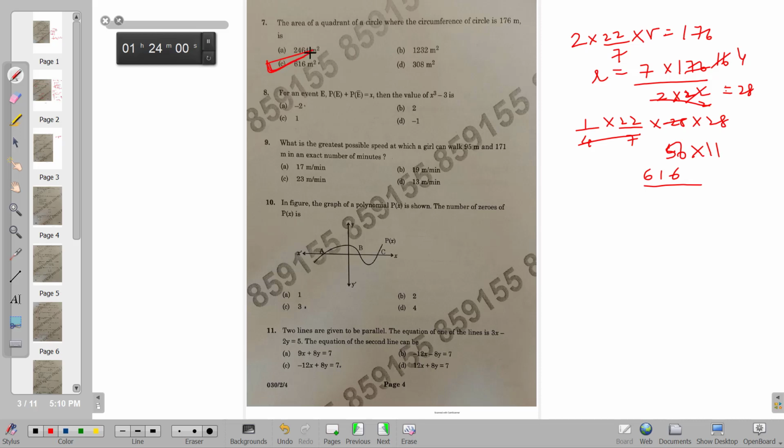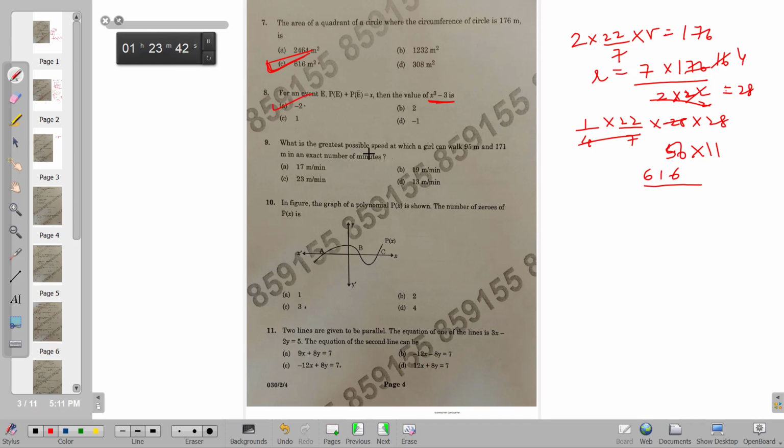Okay. Eighth one. For an event E, P of E plus P of not E is equal to X, what's the value of X cube minus 3? Well, probability of an event plus the probability of an event not happening would be equal to 1. So 1 cube minus 3 would be minus 2. That's the answer there. Ninth one.